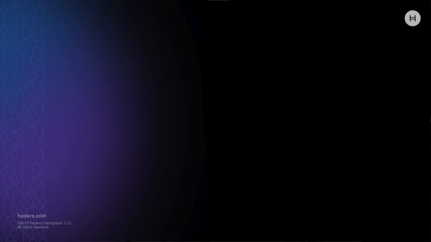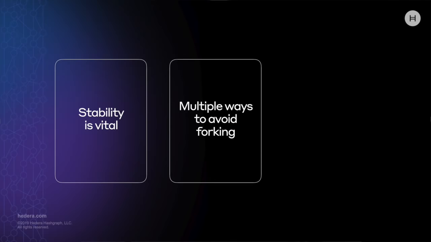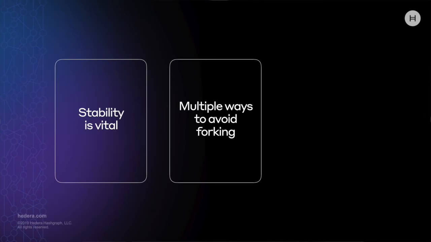So if you remember last time, what we talked about is that stability is very important, and that there are multiple ways that we can try to avoid forking. We do all of them. Anything we can think about that would bring stability, we're doing it. And many of those ways ended up depending on the state proof. It ended up being a theme.